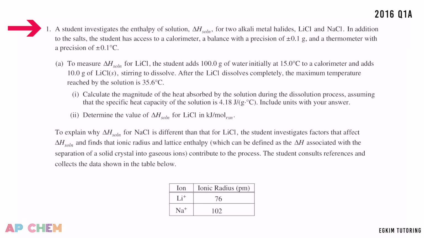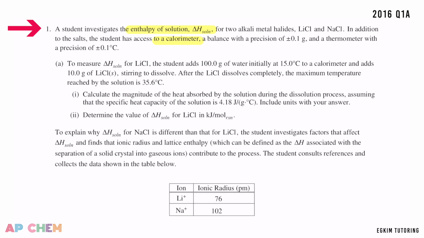Okay, a student investigates the enthalpy of solution, delta H solution, for two alkali metal halides, lithium chloride and sodium chloride. In addition to the salts, the student has access to a calorimeter, a balance with a precision of plus or minus 0.1 grams, and a thermometer with a precision of plus or minus 0.1 degrees Celsius.